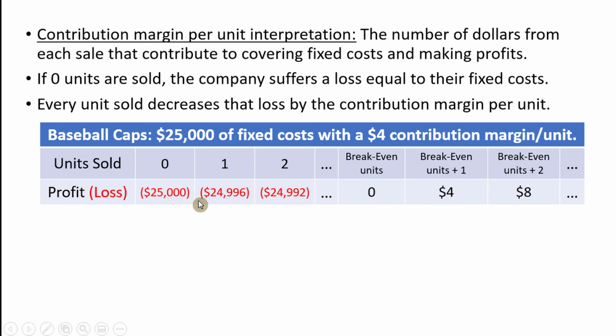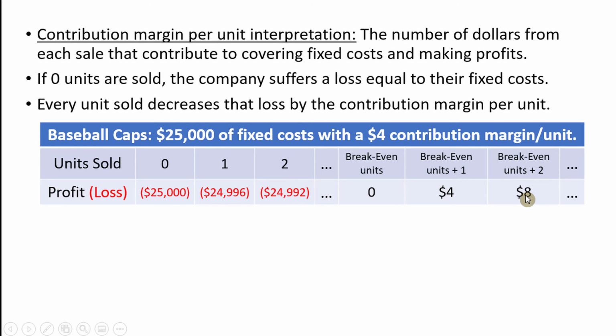Selling one baseball cap decreases that loss to $24,996, and the second unit brings the loss down to $24,992. Note that these loss numbers are decreasing by $4 each. This will continue, which is what these three dots are representing, until eventually we will break even, meaning that the loss is $0. Any additional baseball caps sold after the break-even point are pure profit, again at $4 per unit, since that's the contribution margin per unit.